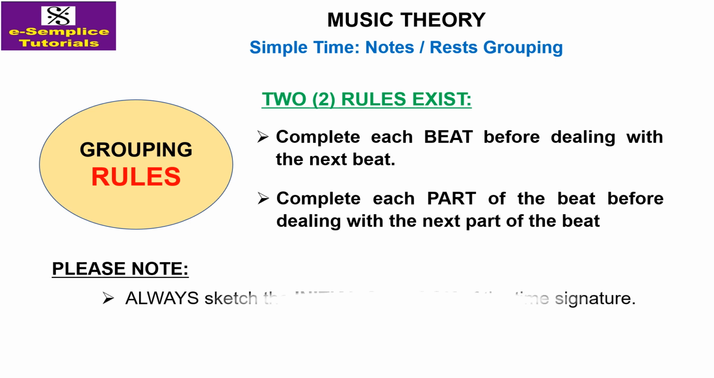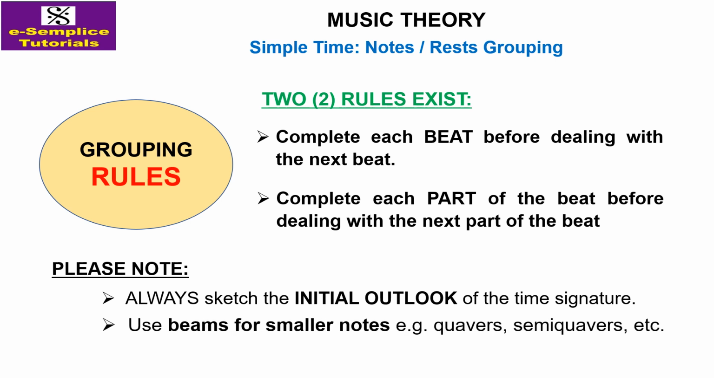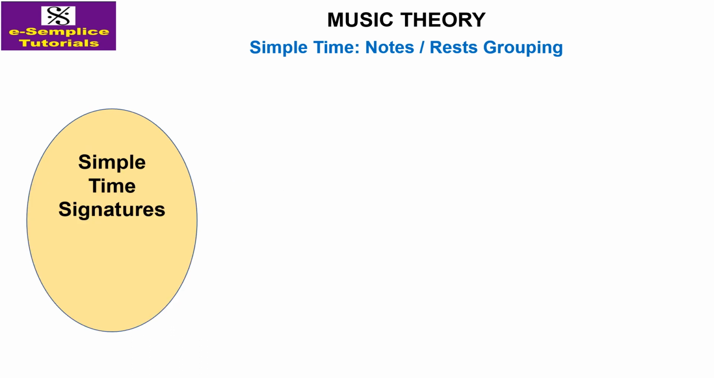Please note, always sketch the initial outlook of the time signature. Also note that you need to use beams for smaller notes, e.g. quavers, semiquavers, demisemiquavers. In grouping quavers and semiquavers, you need to use beams.